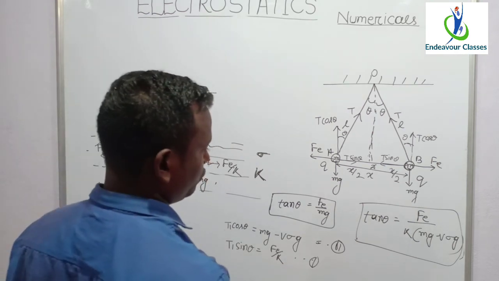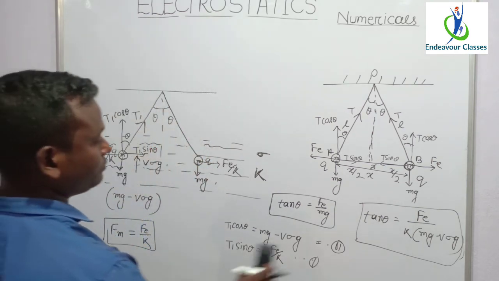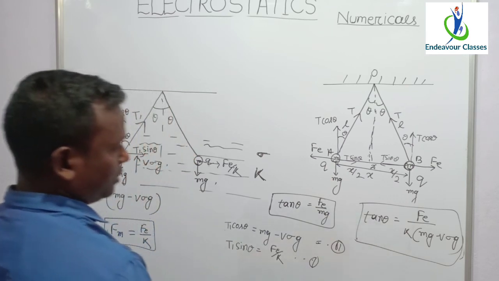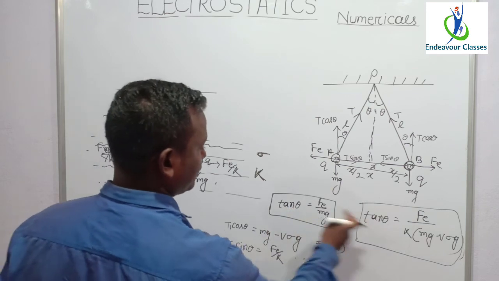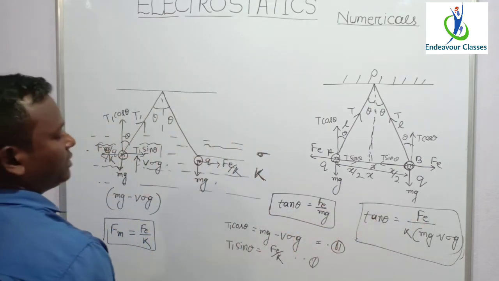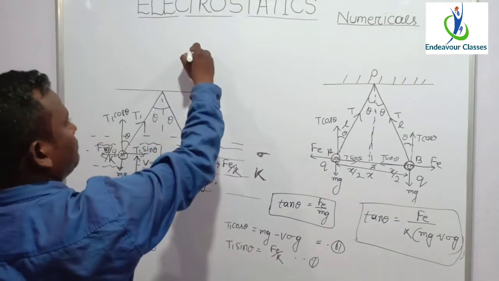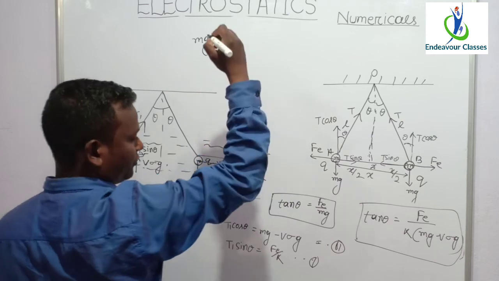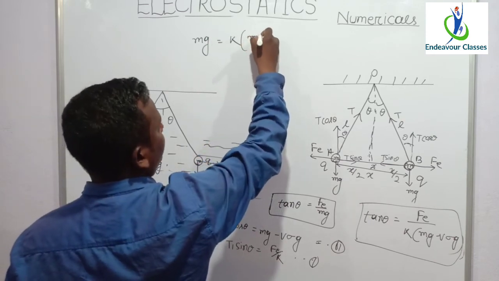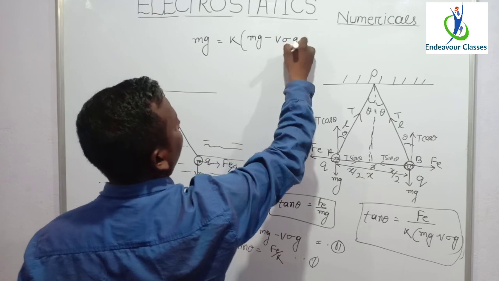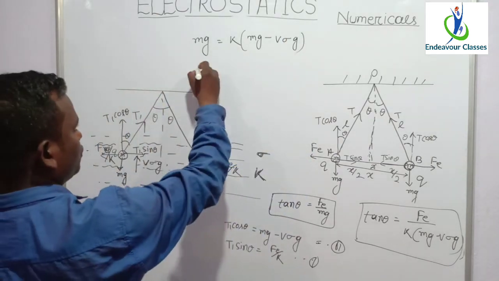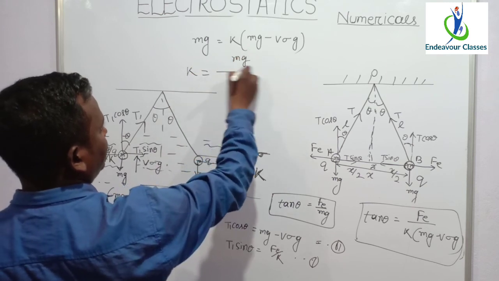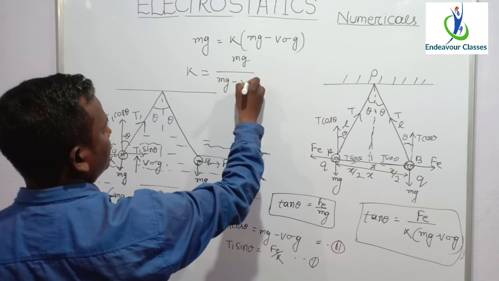Now comparing these two equations, as tan theta is equal and Fe is equal, we can write that mg will be equal to k times mg minus V sigma g. So k is given by mg divided by mg minus V sigma g.